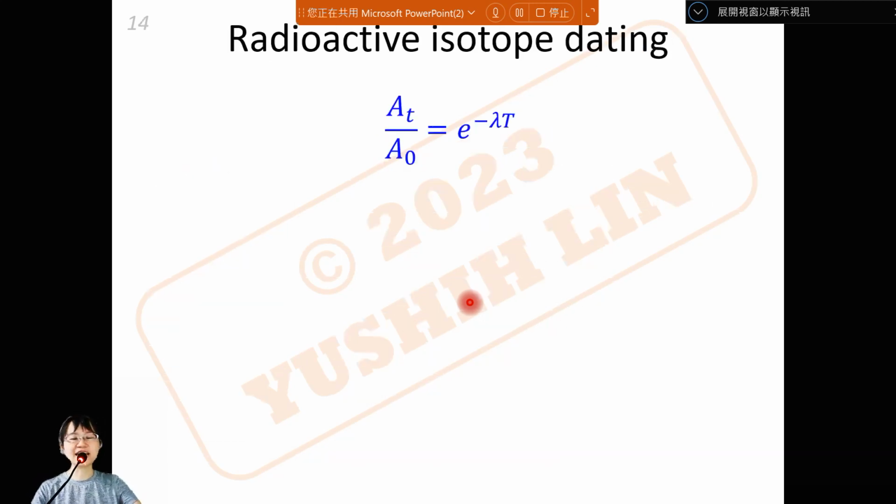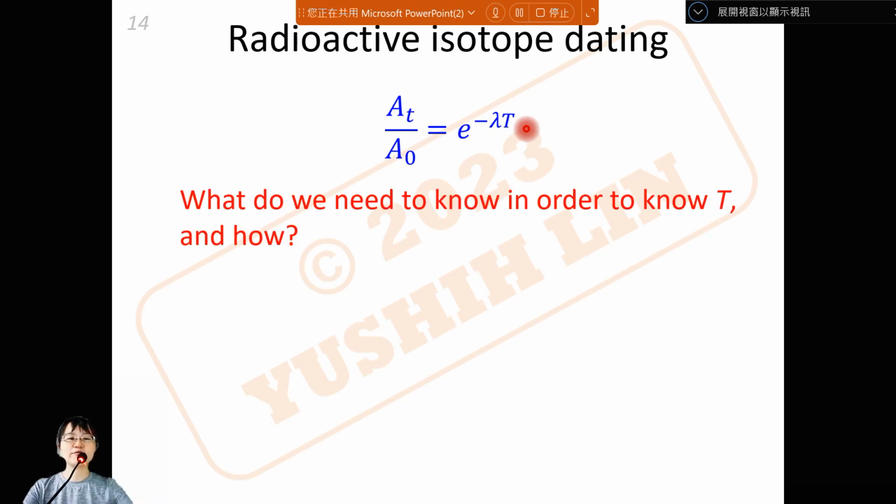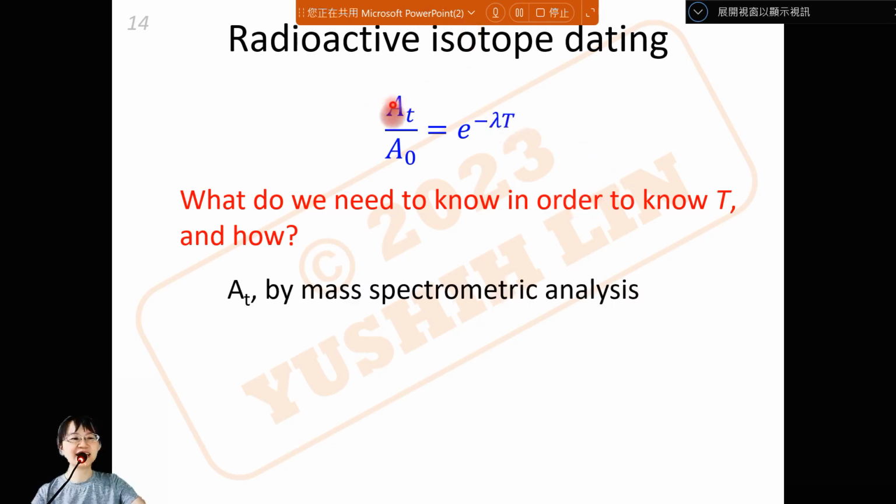Go back to the dating equation again. The activity at a certain time is equal to, so you move this A0 here, the activity at the beginning times the exponential of minus lambda t. So you have to think practically. What do we need to know in order to know t, and how? AT, that means the activity at the time you measure the sample. This is no problem because you have the sample, so you can measure it by mass spectrometric analysis. So this one has no problem.